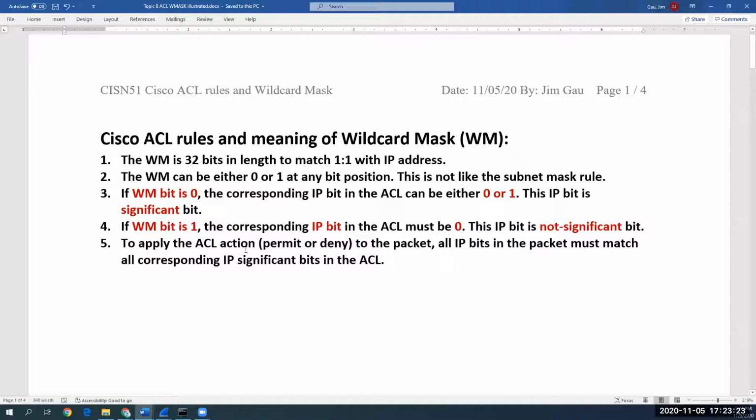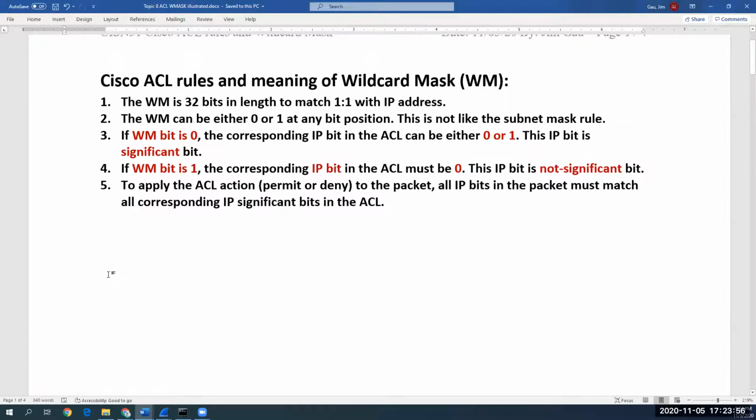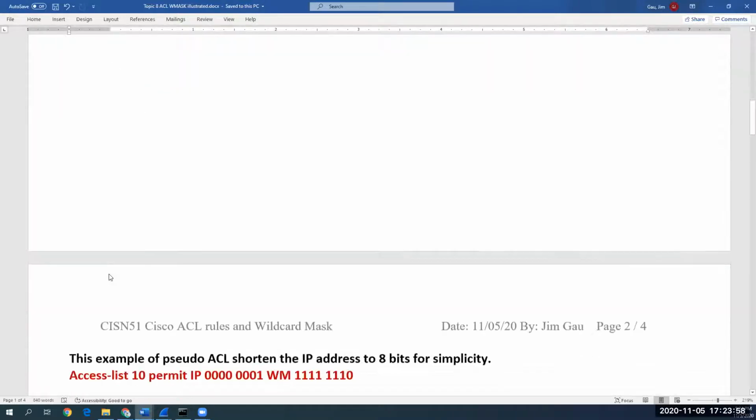To apply the ACL action, which is usually permit or deny, to a packet that's been examined, all the IP bits in the examined packet must match all of the corresponding significant IP bits in the ACL. We'll talk about that in more detail.